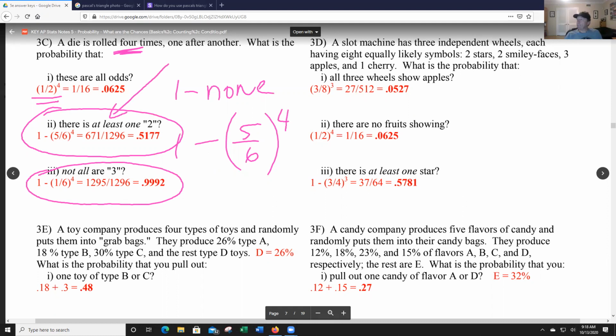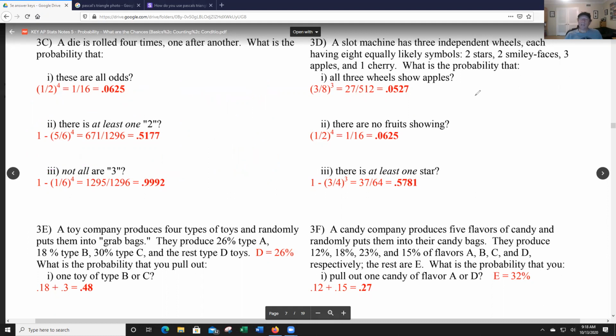And I have a bunch of these to practice with you. 3D. A slot machine has 3 independent wheels, each having 8 equally likely outcomes. No problem. What are the chances that all 3 wheels show apples? They're all independent. So you can see that there are 3 apples. So 3 of the 8 are apples, and all 3 of them would be about 5%. There are no fruit showing. Not really sure what a fruit is in this case. I guess that's the apples and the cherry.